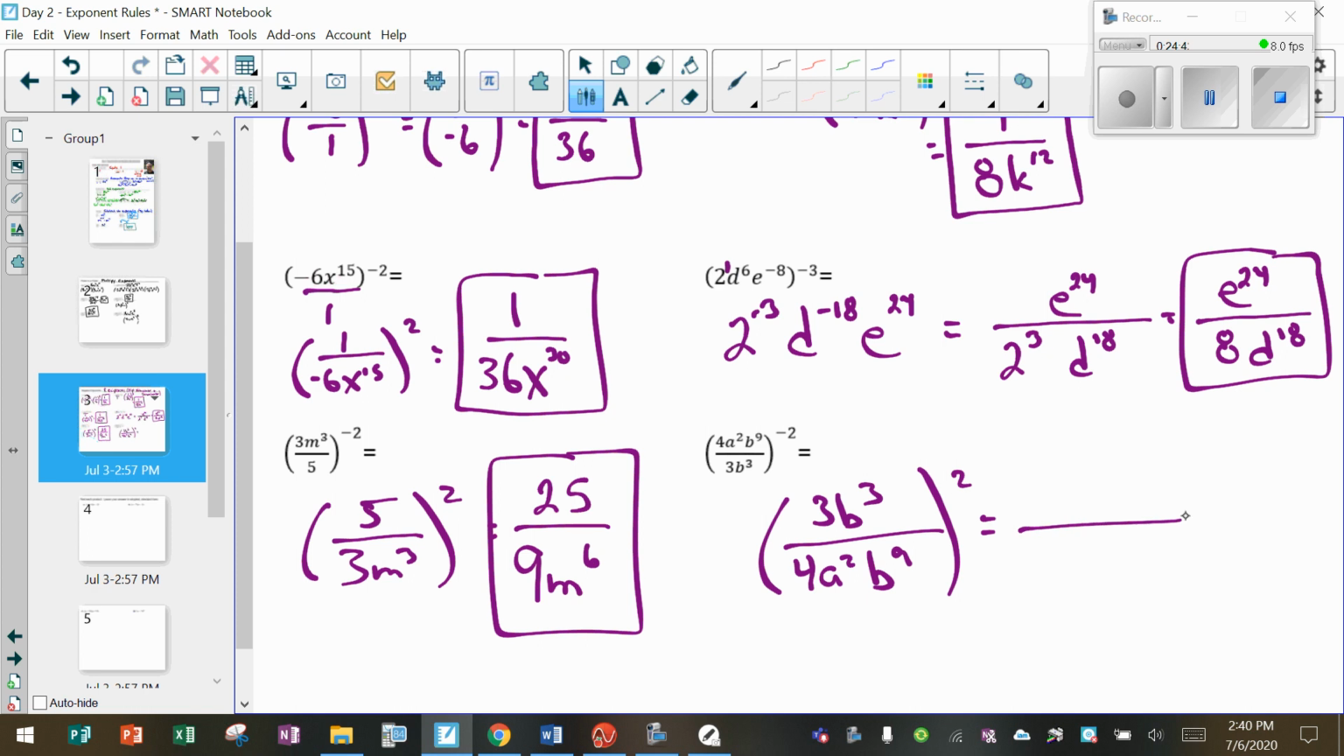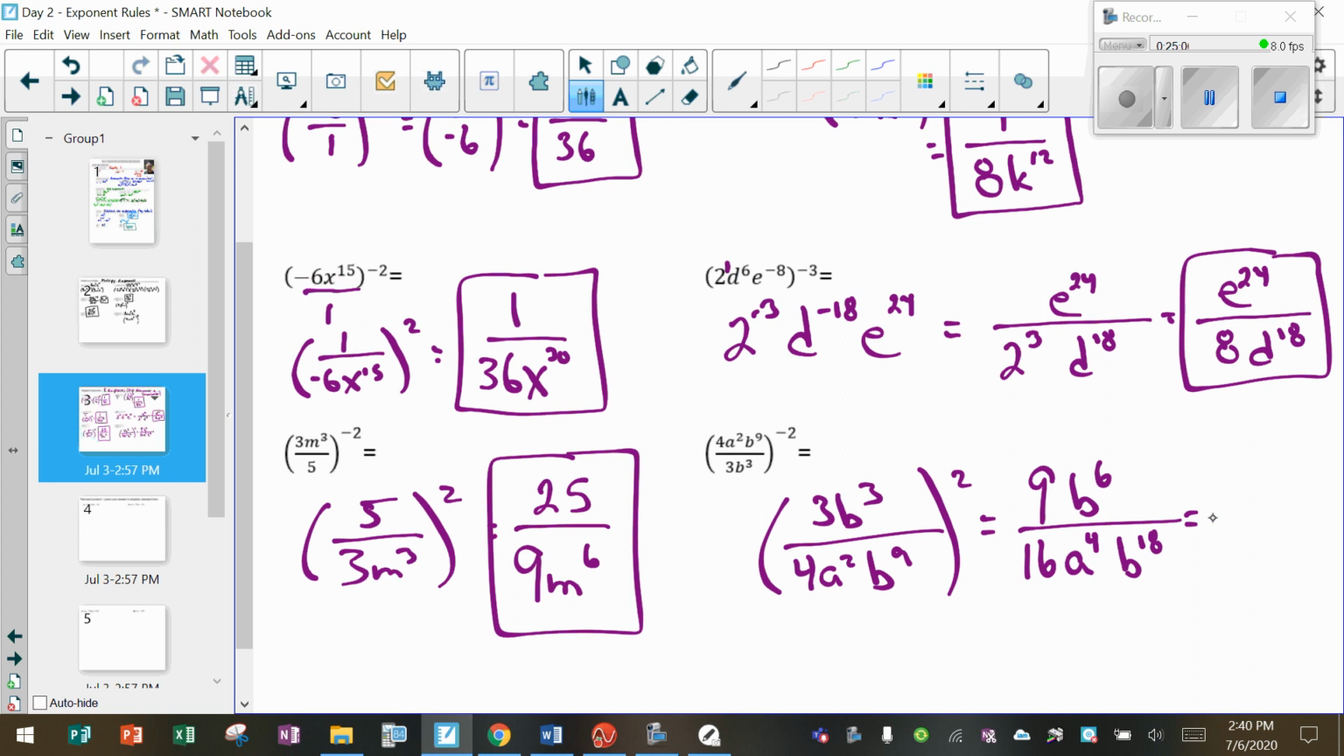Now I'm just going to square everything. So 3 squared is 9. B to the third squared, multiply the exponents, makes it b to the 6th. In the denominator, 4 squared is 16. A squared squared makes it a to the 4th. B to the 9th squared makes it b to the 18th.